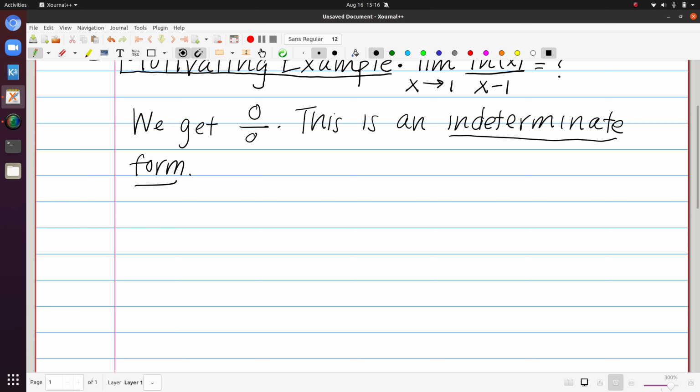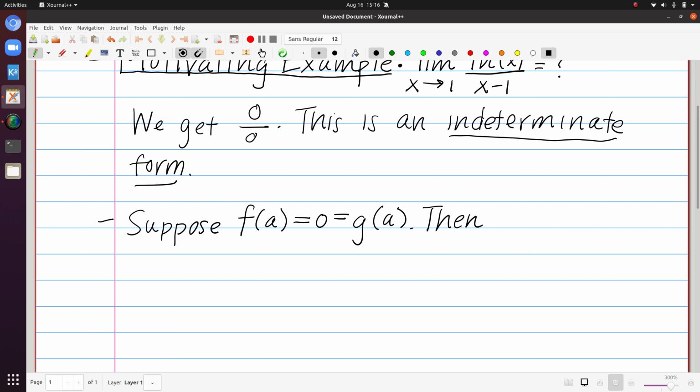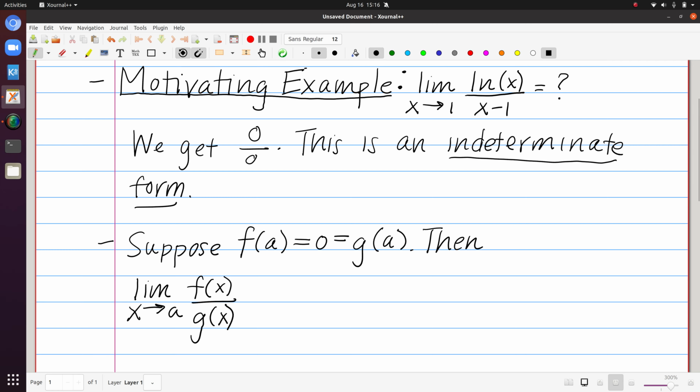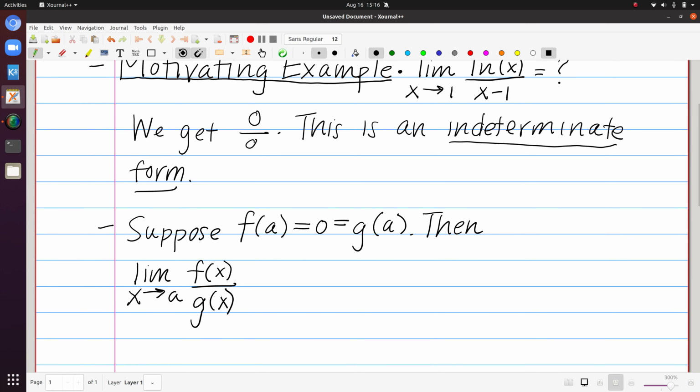So suppose that I have two functions, f and g, and I'm going to assume that they're differentiable. But beyond that, I'm going to assume that f of a is equal to 0 and also g of a is equal to 0. And we're going to assume that we're trying to find the limit as x approaches a of the function f of x divided by g of x. Notice that this generalizes our earlier example where a was 1, f of x was natural log of x, and g of x was x minus 1.